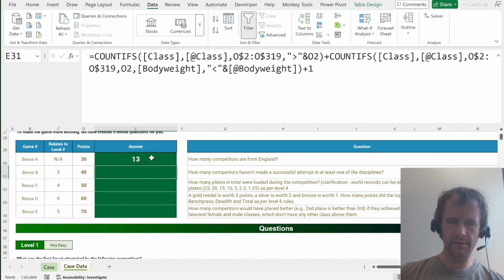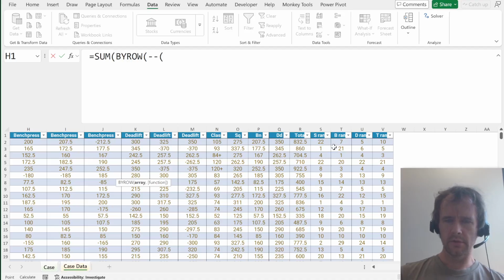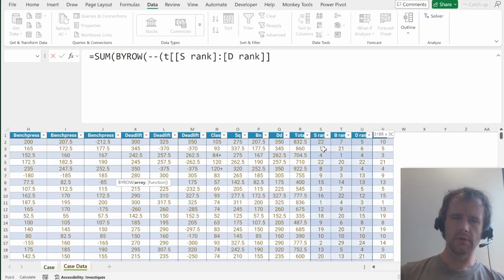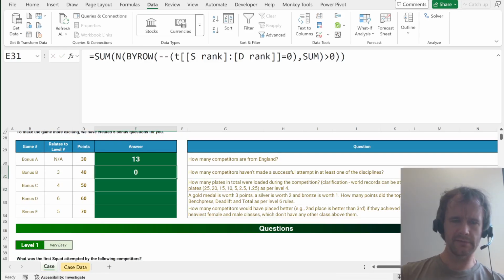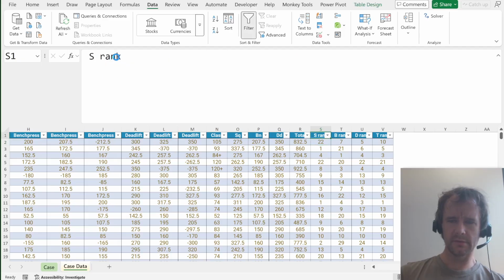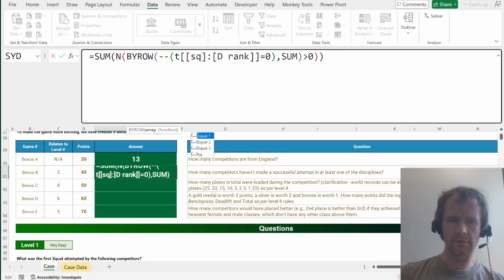So guess just any zero, right? So SUM by row, minus minus, this equals 0. SUM, and then I want how many of those are greater than 0. I think 0. Oh dear, that's not good. What? Really? Oh, sorry, that's the rank, which is not the right place to look. Okay, so SQ, BN, and DD. SQ and DD.